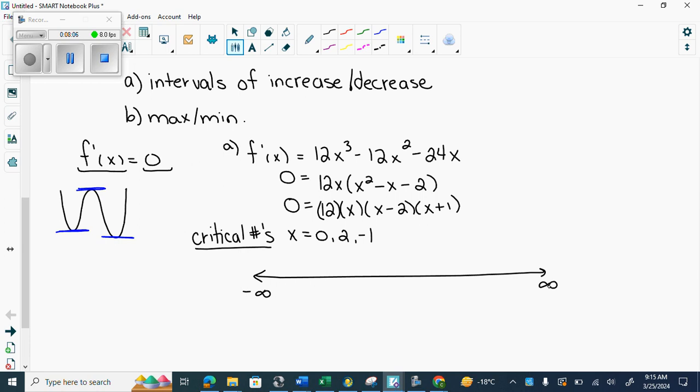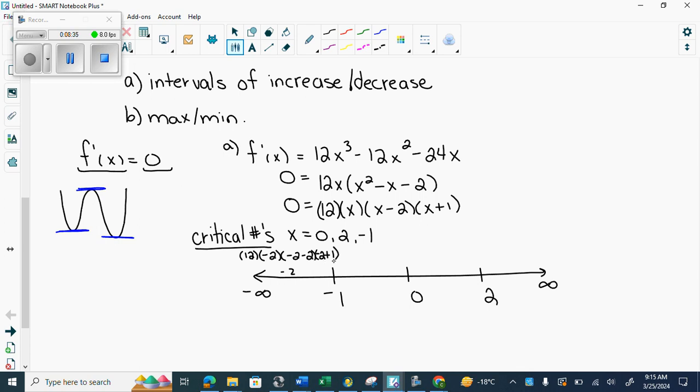Okay, so we fill in our number line. We have negative 1, 0, 2. Now we need to just plug it in. You could plug it into f prime of x, the original function, or you could plug it into the actual factored function, which is a lot faster. So if I plug in negative 2, that would be my test point, I'd get 12 times negative 2 times negative 2 minus 2 times negative 2 plus 1.